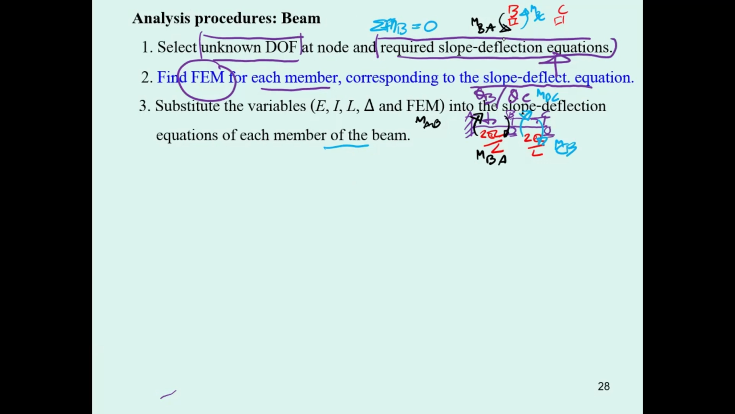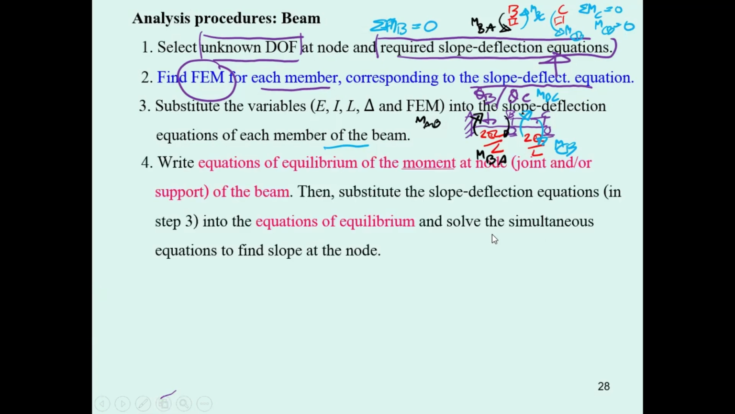Then summation of moment at B equals 0. You get the combination of M sub BA and M sub BC to be 0. That's going to be the first equation. Then following this one, you will have M sub CB. Summation of moment about C is 0, so M sub CB is going to be 0. You have two equations for solving theta sub B and theta sub C.